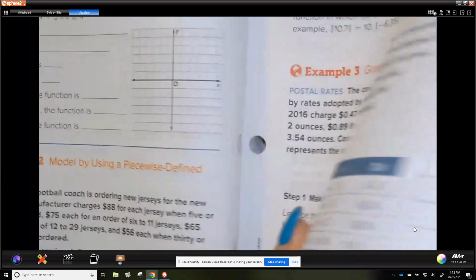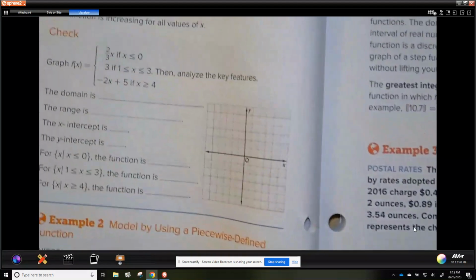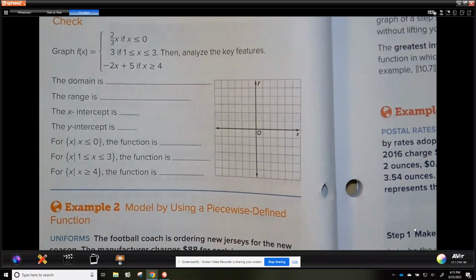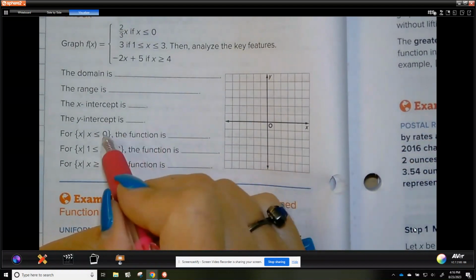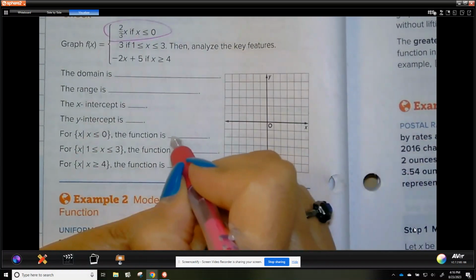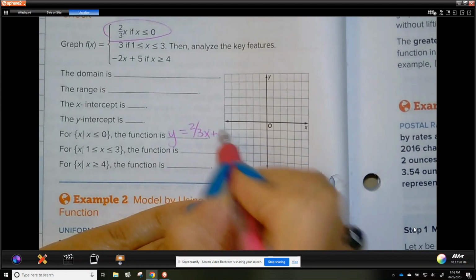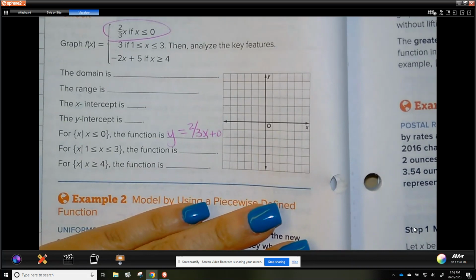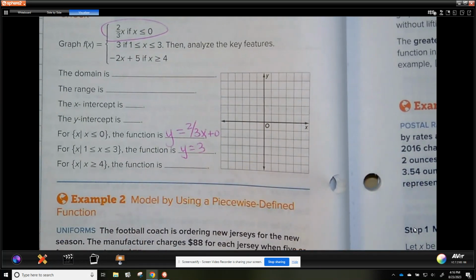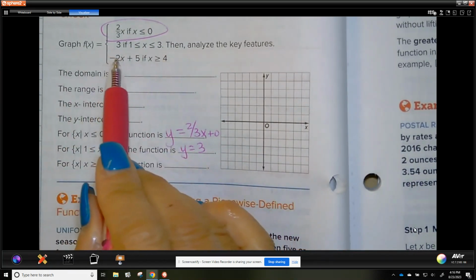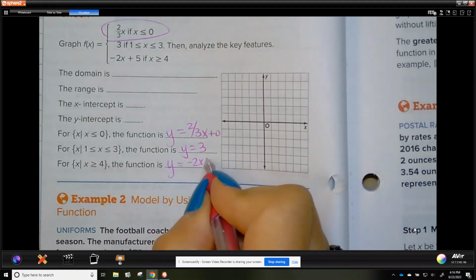So here on the check, we have 3 segments that we'll be graphing. So we could do domain and range after we graph them. Our first segment is when x is less than or equal to 0, so it's y equals 2/3 x. I'm going to write plus 0 so we know our y-intercept is 0. Then our next one is y equals 3, which is a horizontal line. And then our last one is y equals negative 2x plus 5.